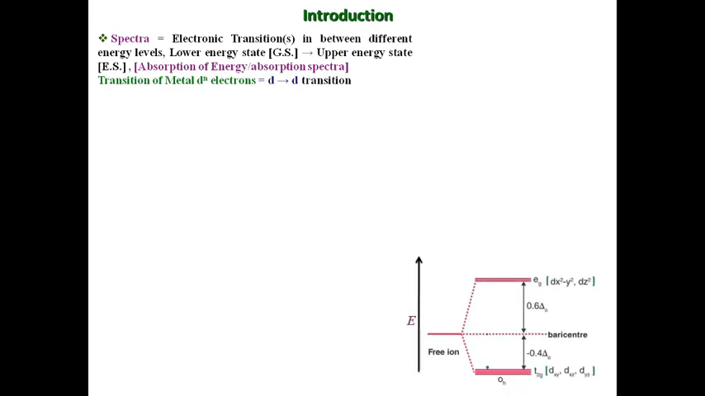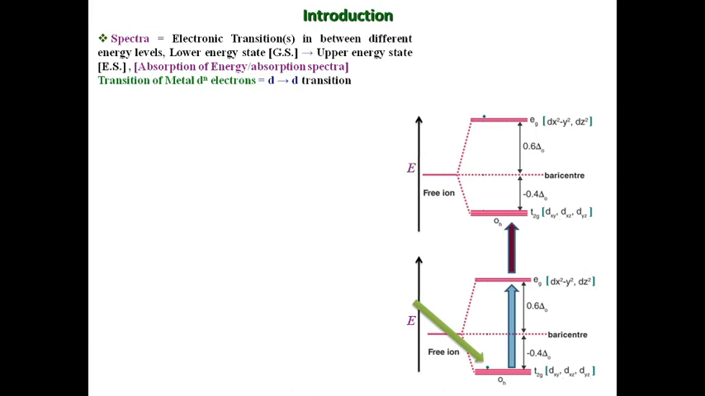Let us see how this spectra arises. Here we consider 5 d orbitals split in an octahedral field, having one electron in the ground state, that is the T2g level. When energy of a particular wavelength falls on the electron, it absorbs a certain amount of energy and is excited to the upper energy level, that is Eg.